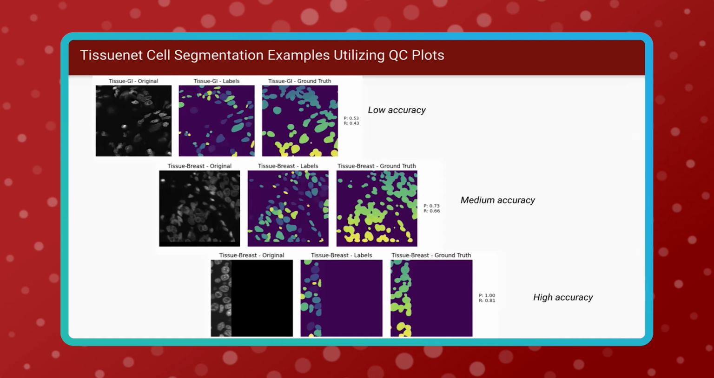Something interesting to note here is that on the bottom row, we actually have a precision of 1, which means that there were no false positives in this image. So this is just an interesting example to note what our segmentation labels look like in an instance where precision is equal to 1.